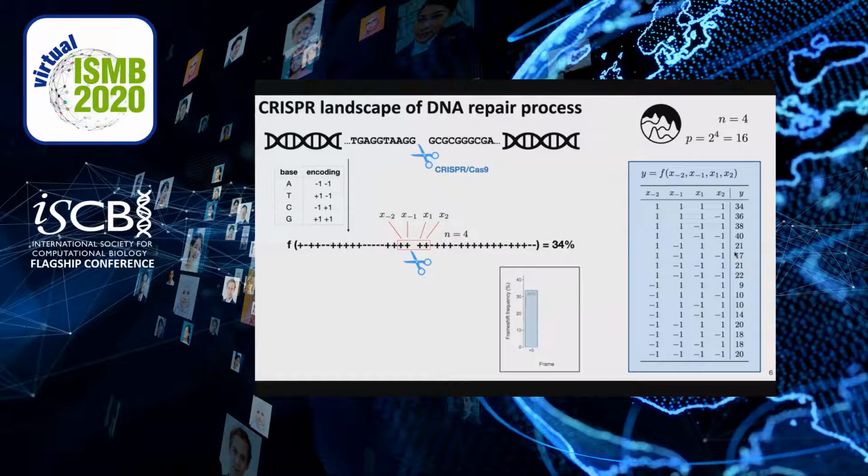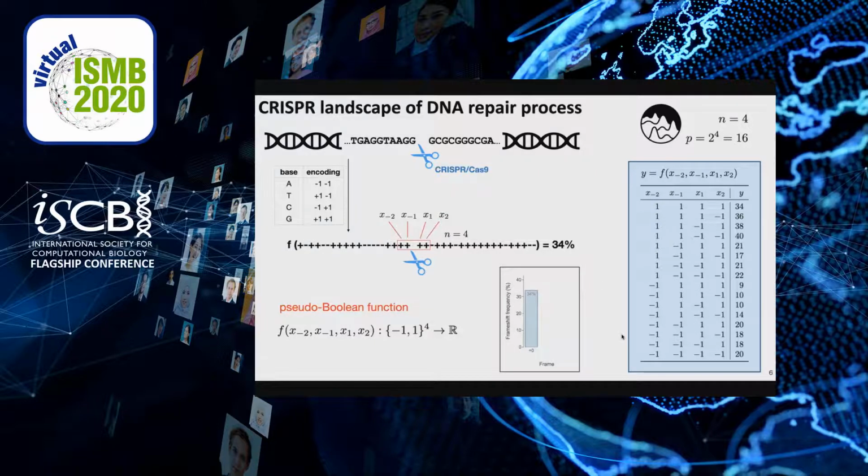We can construct a similar landscape for other DNA outcomes, for example, the fraction of cells that get a single nucleotide insertion, which we have shown in the paper, but I'm going to stick to zero frame shift as my running example in this talk. Function f in this slide is called a pseudo-Boolean function in mathematics. It's Boolean because the input is a binary variable, a high-dimensional binary variable, and it's pseudo-Boolean because the output is not binary, it's actually a real value, for example, 34%.